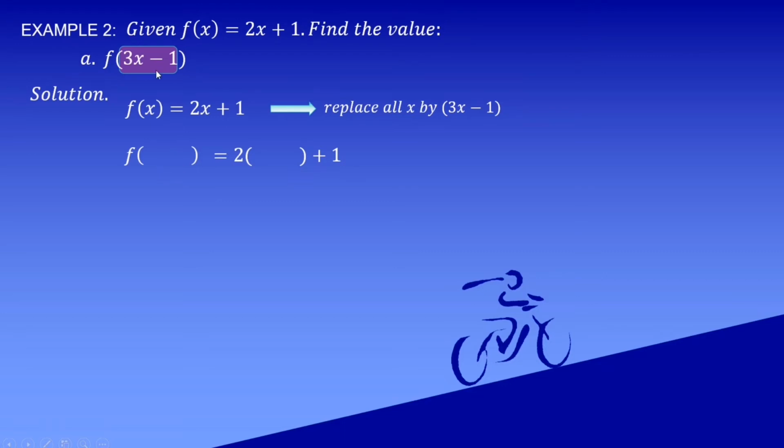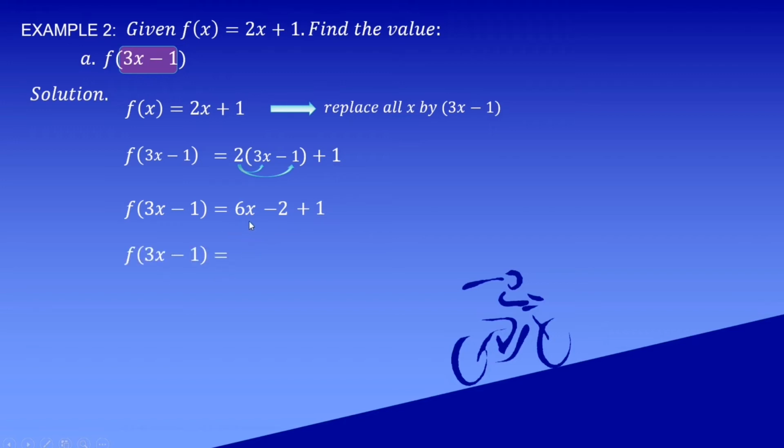So, replace all x by 3x minus 1. Then, the other x in our given function we also replace with 3x minus 1, since that is our given domain. Then, simplify. So, f of 3x minus 1, that is our function, is equal to, get the product, 2 times 3x is 6x. Then, another one is 2 times negative 1 is negative 2. Then, copy plus 1. Then, simplify.